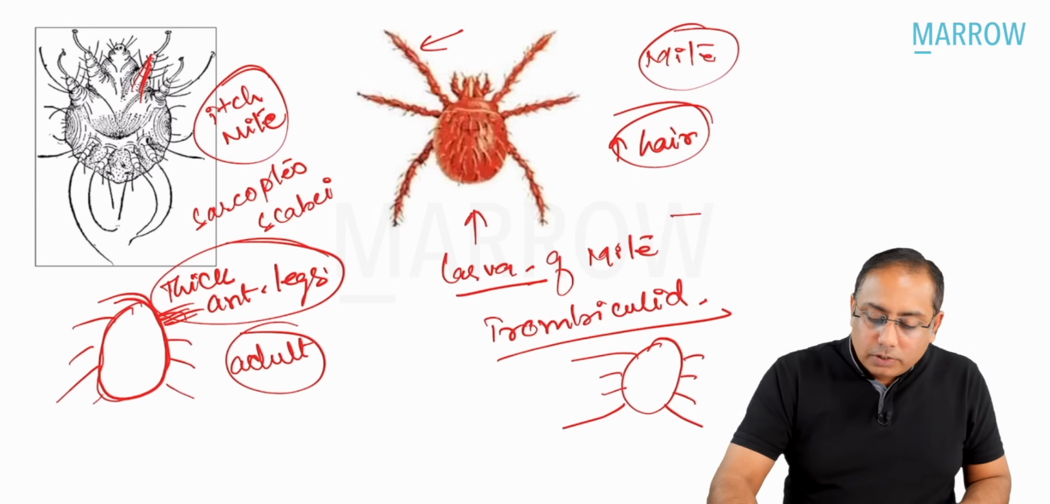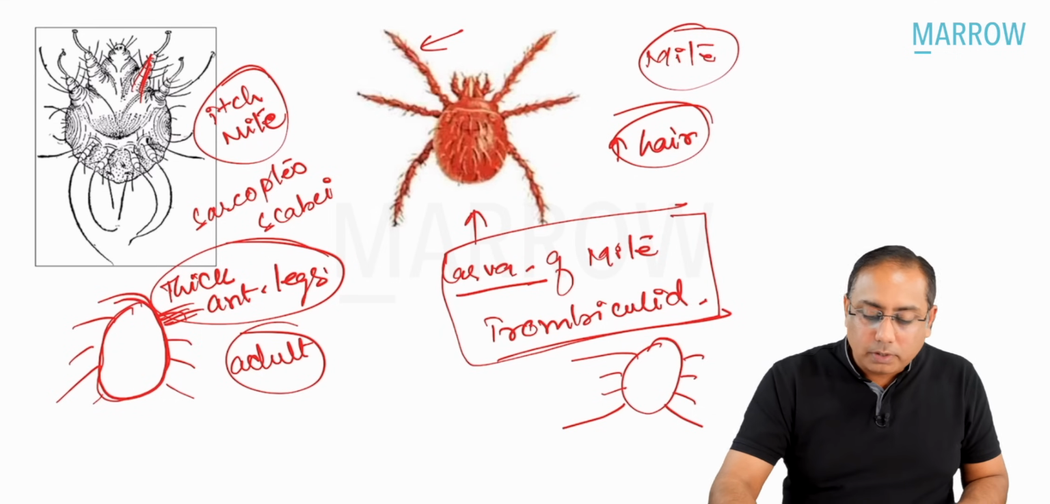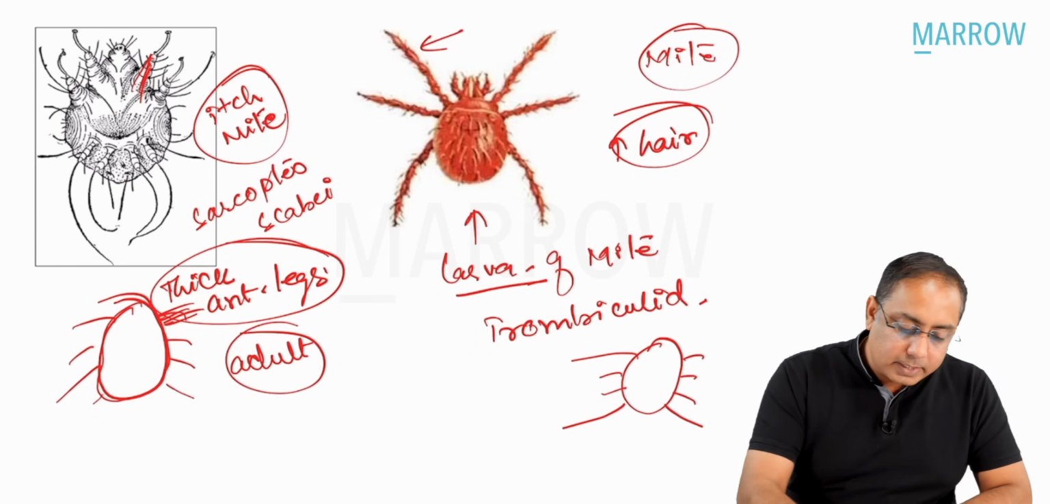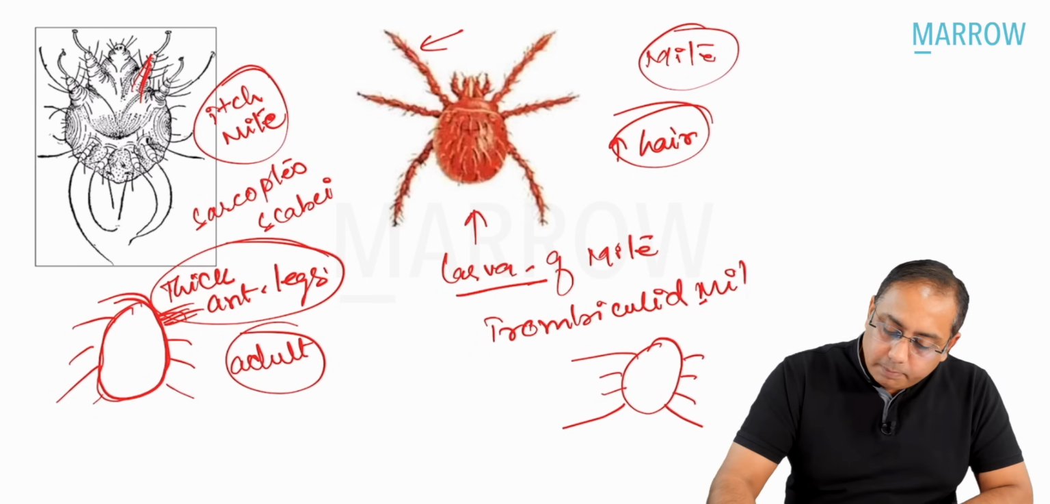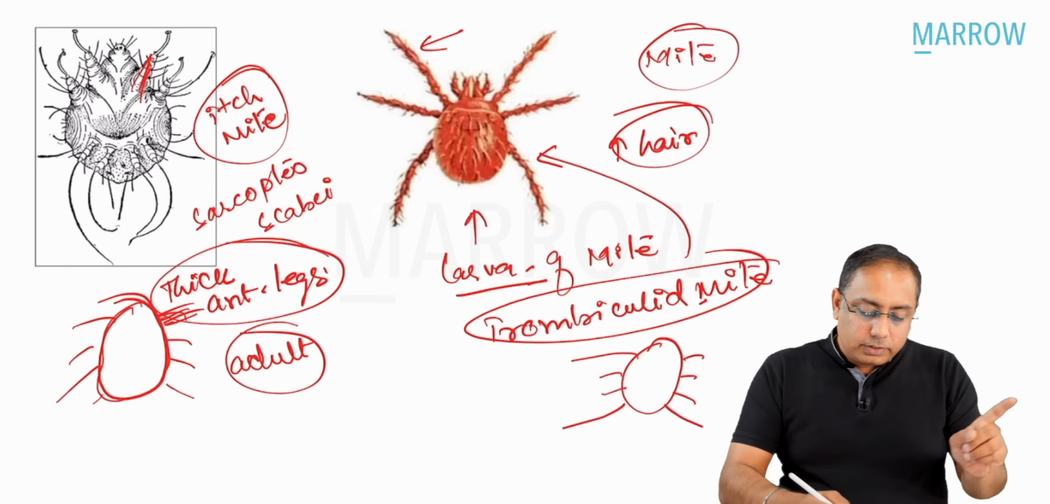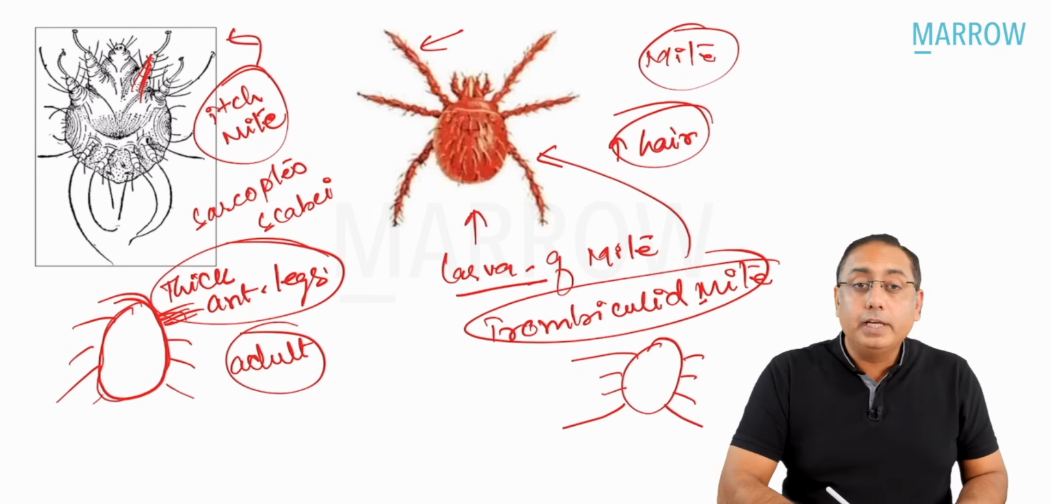And this is the trombiculid mite. So I'll write over here, it's a trombiculid mite, what you see in this image. And on the other hand, this image is for the itch mite.